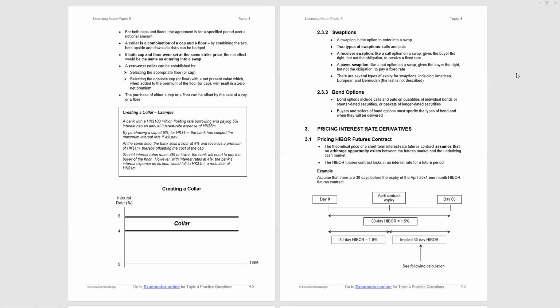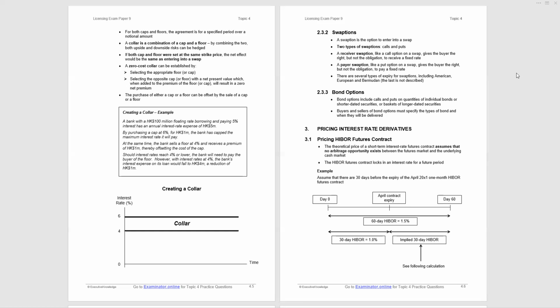The net effect is the same as entering into a swap. So please remember that. Both cap and floor set at the same strike price, net effect is the same as entering into a swap. Now, a zero cost collar is where, for example, you buy a cap and you sell a floor, and the amount you pay is the same as the amount you receive. You're effectively not paying anything for the collar.